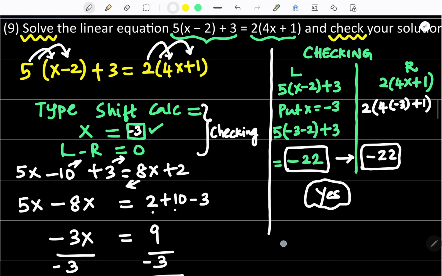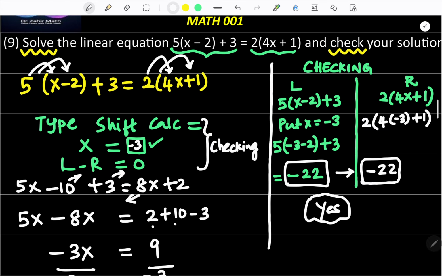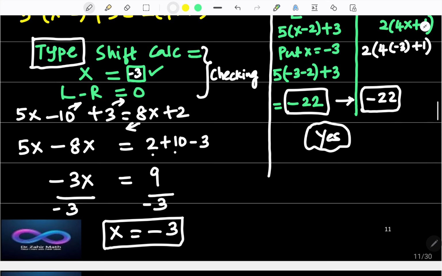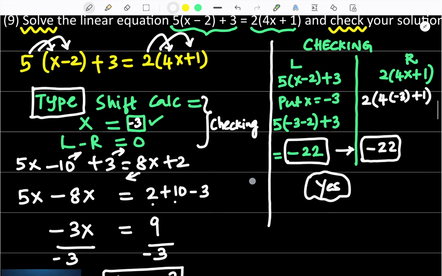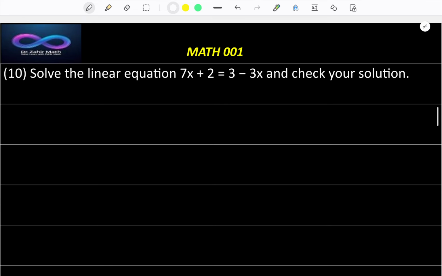So how many ways of doing this problem? First one, you check your answer in the calculator using this idea. Type, I said type, okay. And then the second, you are doing it manually. Then you are checking manually by equations, okay. Right. So these things you have to do. Next, let's go to the next one.